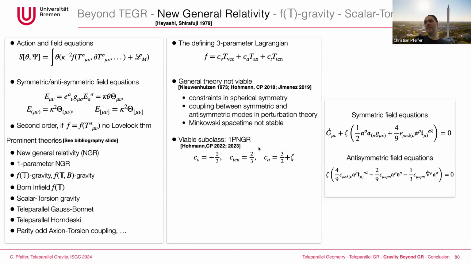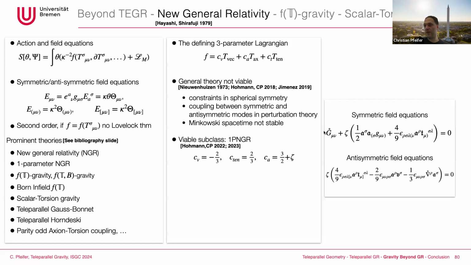What one can study is a subclass called one-parameter new general relativity, where one fixes two of these coefficients to the value they have for the teleparallel equivalent of general relativity, and considers a deviation only in the axial torsion coupling. I do not display the field equations here in general because they are very long for all of these theories. You can check them in the paper, or if you are interested, we can discuss them. But just to give you a flavor of how teleparallel gravity vacuum field equations look, I show them here for this one-parameter new general relativity, which can be rewritten in this nice form.